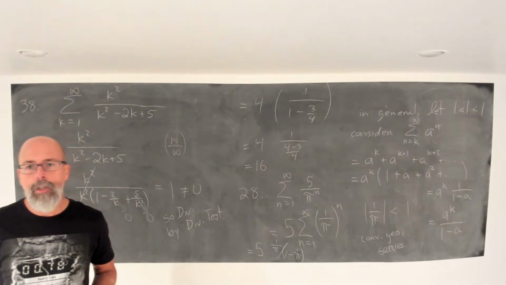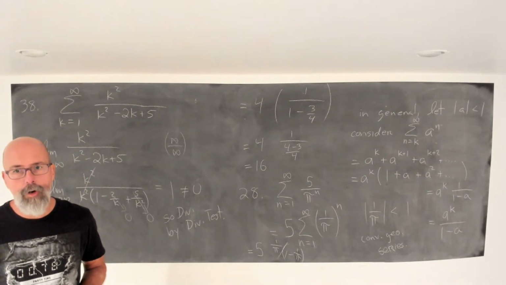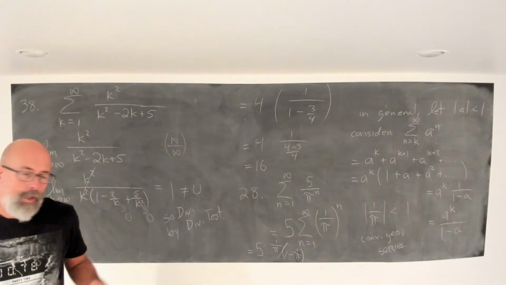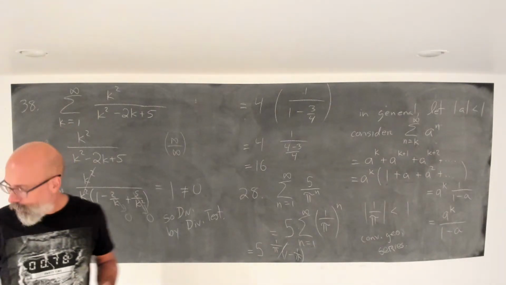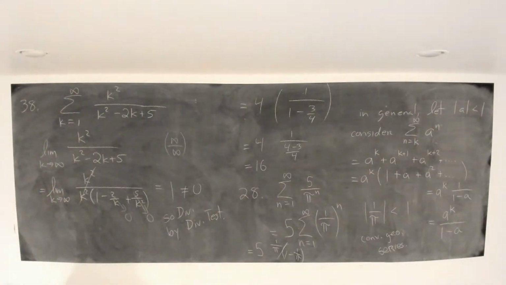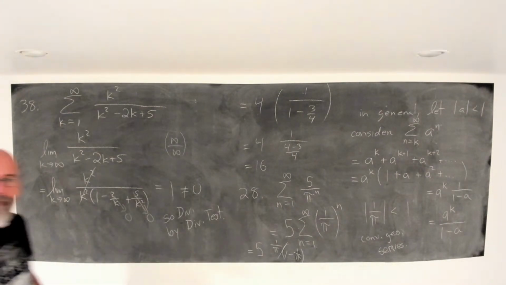What would we do in an example like this that doesn't diverge with the divergence test? Well, then you have to do something else. The divergence test will tell you no information, and you have to do something else.